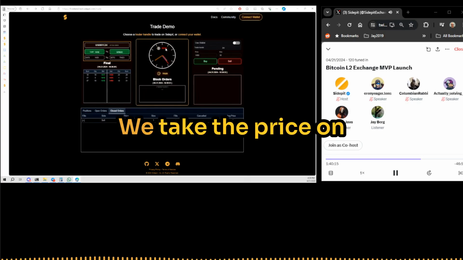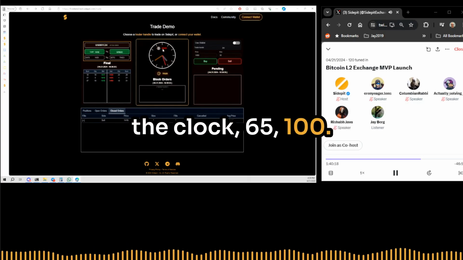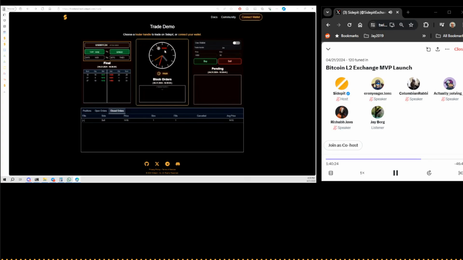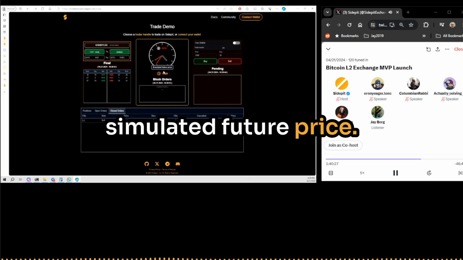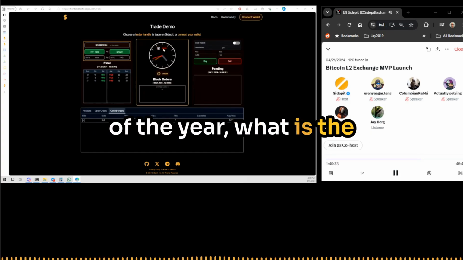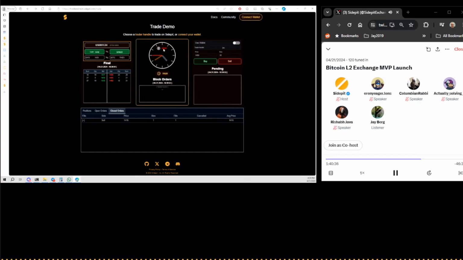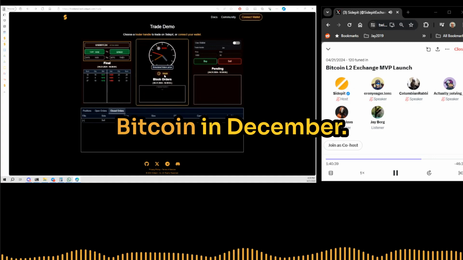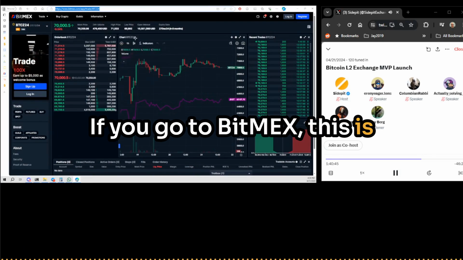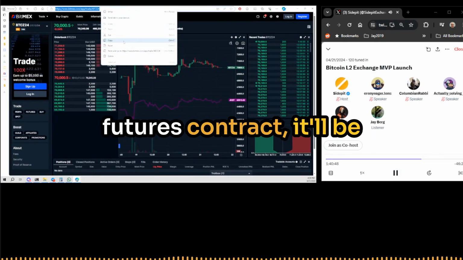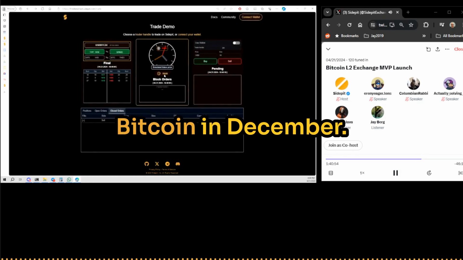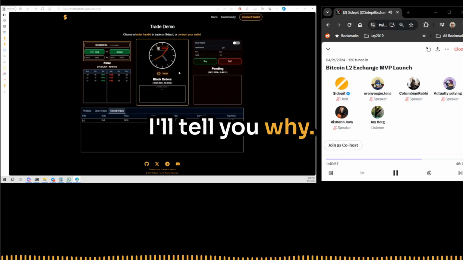How do we get there? We take the price on the clock, 65,100. See that? And the bottom of the clock, that's the simulated future price. There's a closed formula to decide every single day from now until the end of the year what the current price of Bitcoin is. It has to do with interest rates. So the price of Bitcoin is $70,520 in December. If you go to BitMEX, this is called a futures contract, and it'll be the exact same price, about $70,500. That's the fair value of Bitcoin in December.